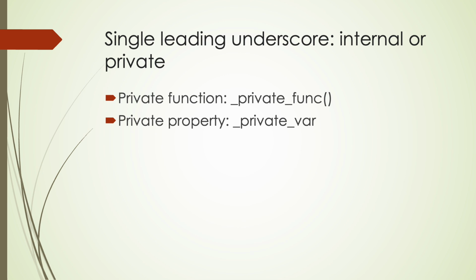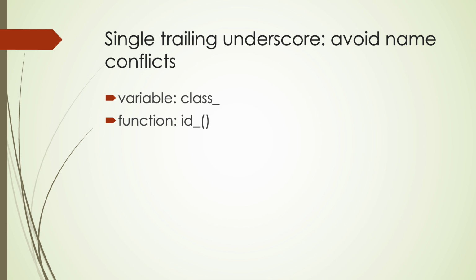A single trailing underscore is used to avoid conflicts with Python keywords or built-in names. For example, class and ID are built-in keywords in Python. We cannot use them to name a variable or function directly. If we really need to use them in practice, we must put a trailing underscore to avoid name conflicts.